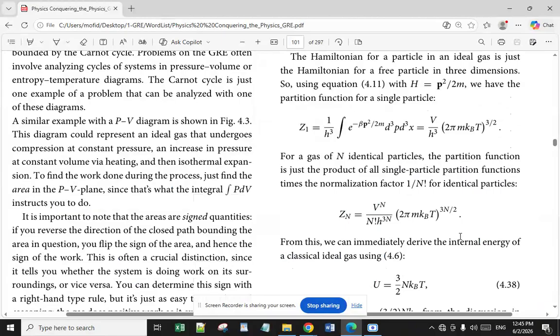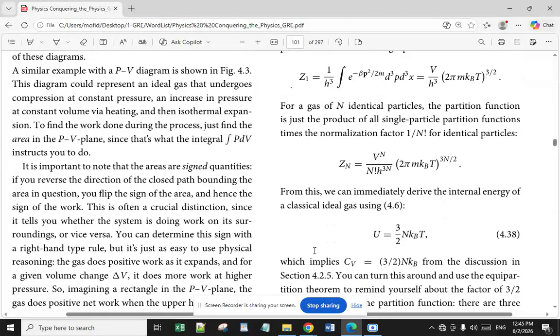For a gas of N identical particles, the partition function is just the product of the single particle partition functions, times a normalization factor 1 divided by N factorial for identical particles. And you see ZN is equal to V to the power of N divided by N factorial h to the power of 3N, multiplied by (2 pi m k_B T) to the power of 3N divided by 2.